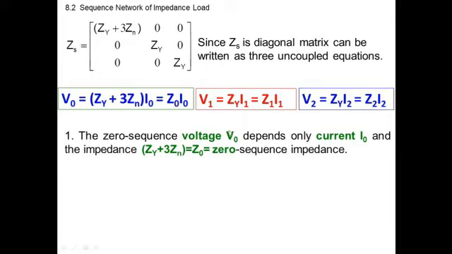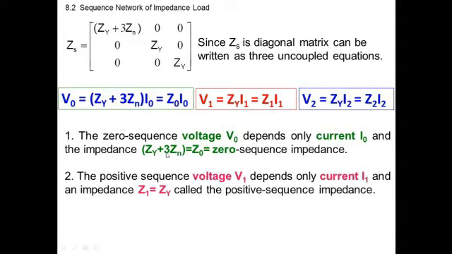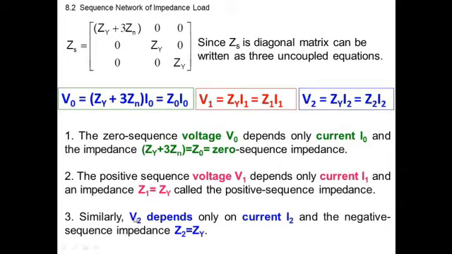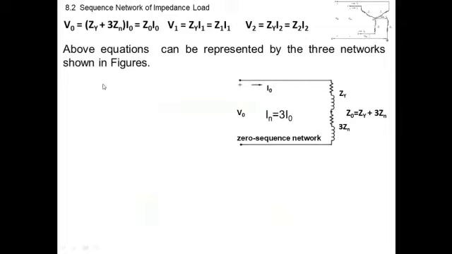So the zero sequence voltage depends upon the zero sequence current and the zero sequence impedance. Similarly, the positive sequence voltage depends upon the positive sequence current and the positive sequence impedance. And similarly, the negative sequence voltage depends upon the negative sequence current and the negative sequence impedance. And if we want to visualize these systems, how the positive system or the negative sequence system will look like, we call this a sequence network.